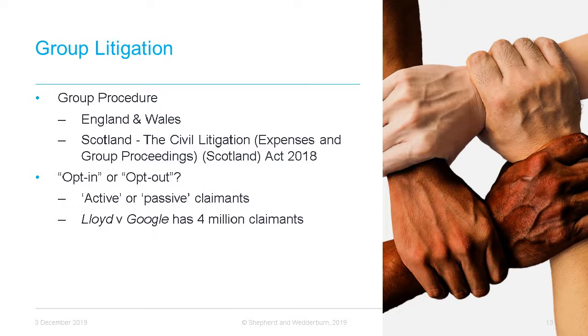In the Lloyd and Google case mentioned earlier, Mr. Lloyd's case has been allowed to proceed as an opt-out claim on behalf of around 4 million UK iPhone users. And as another example, on 4th October this year, a group litigation order was granted in an action against British Airways following the 2018 data breach. The judge granted a window of 15 months for any further claimants to join the group litigation.